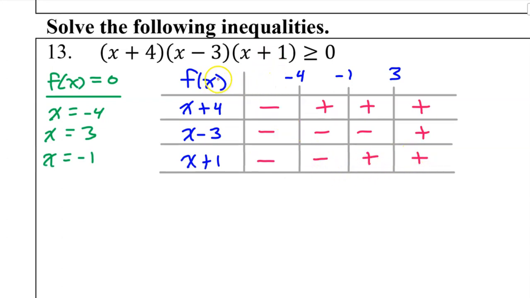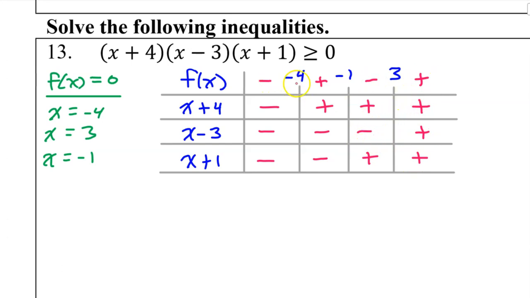I need to know the overall sign of f of x. That's what the top row is for. And really I'm just counting the minuses. If I see an odd number of negatives, I know it's going to be negative. If I see an even number of negatives, f of x will be positive, because a negative times a negative is a positive. All right, that single negative means f of x will be negative in that interval. All positives, f of x will be positive.